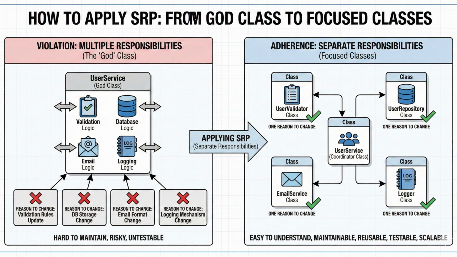Now let's see how we can fix this problem using the single responsibility principle and convert our bad design into a clean, professional, and maintainable design. Instead of keeping everything inside one class, we simply separate the responsibilities into different classes. Each class will now focus on only one job, one responsibility, and one clear purpose.